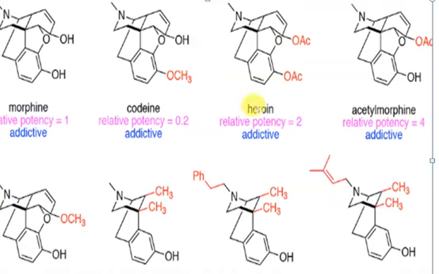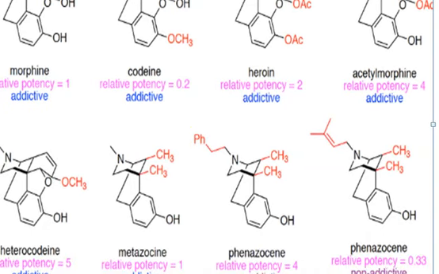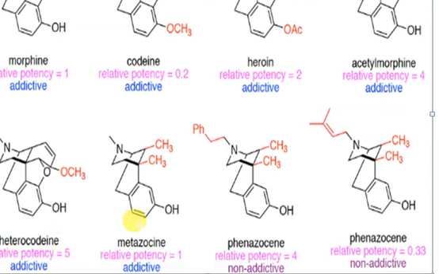So what we do is that we carry out the methylation of this hydroxyl and we retain this hydroxyl, because we know this hydroxyl is important right here. Whenever we have hydroxyl here, the activity is enhanced, right? So we retain this hydroxyl, and we convert this hydroxyl into a methoxy group here, right? When we carry out this change, you can see this is known as heterocodeine. It's still addictive, but relative potency is 5, right? So potency has increased, but the problem remains that it's still addictive, right?